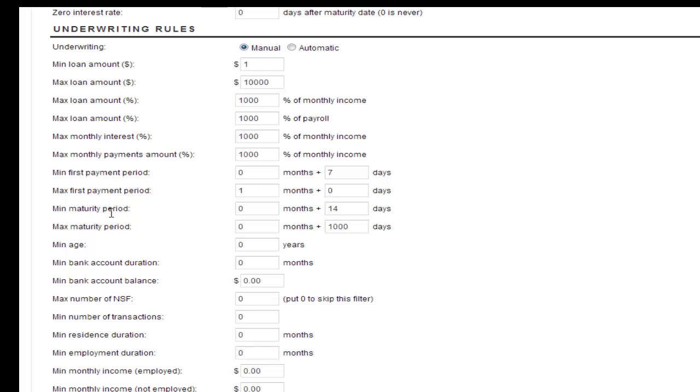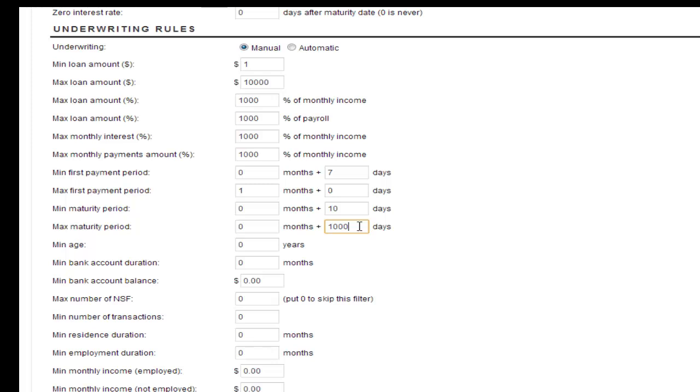This will not allow loans to have a maturity date less than the contingents put in this field. So we have 14 days here. Let's make that 10 days. There cannot be a loan that is less than 10 days old until it is paid.